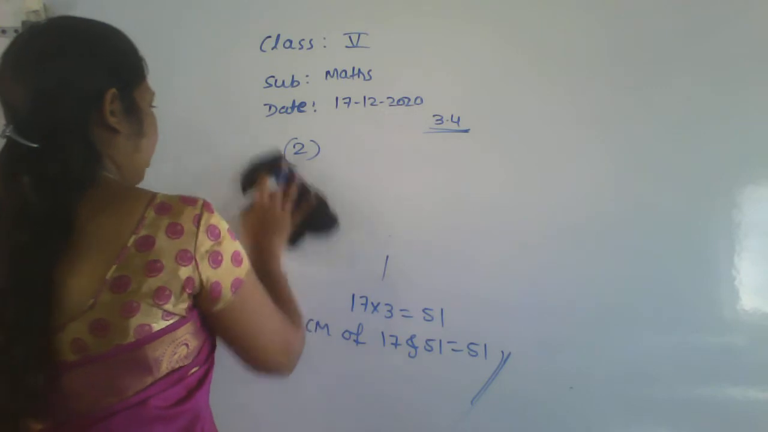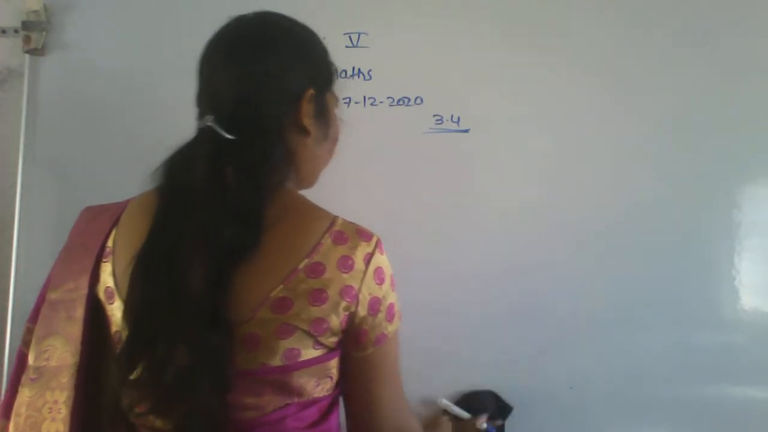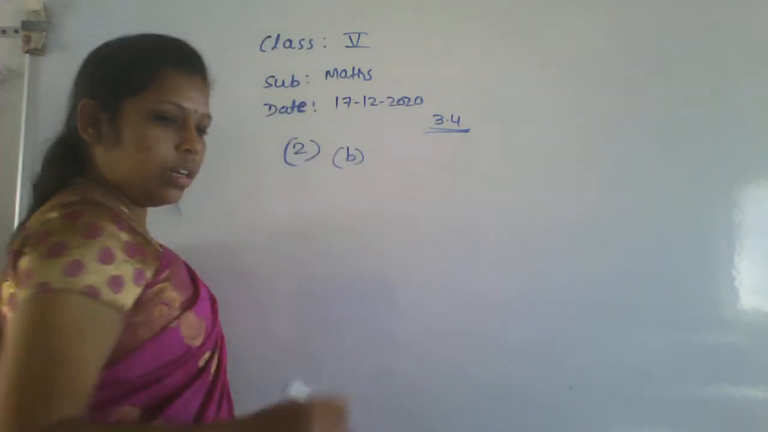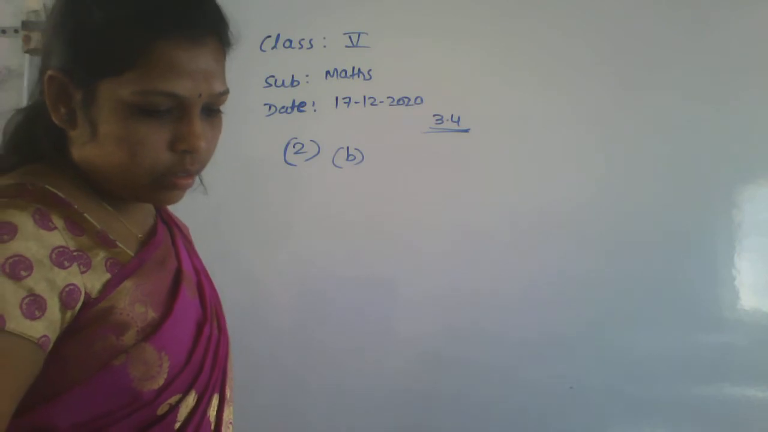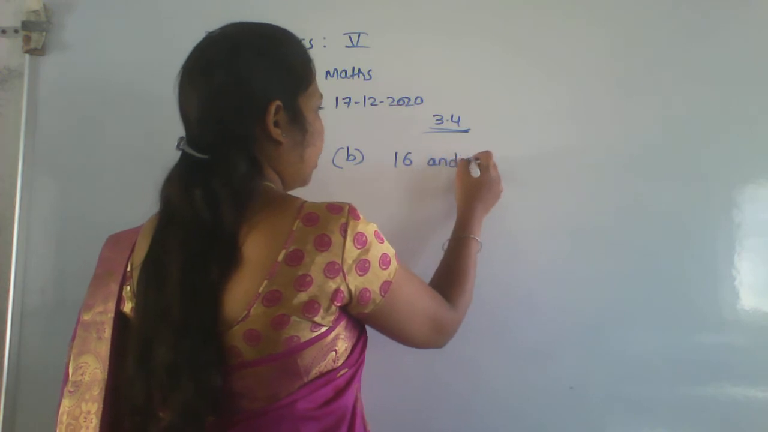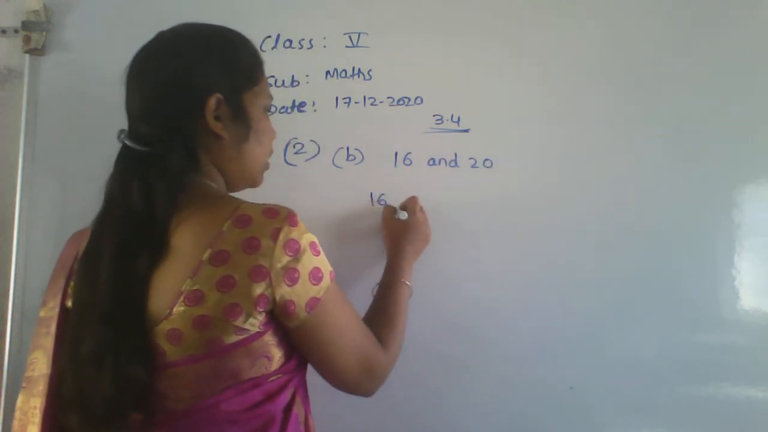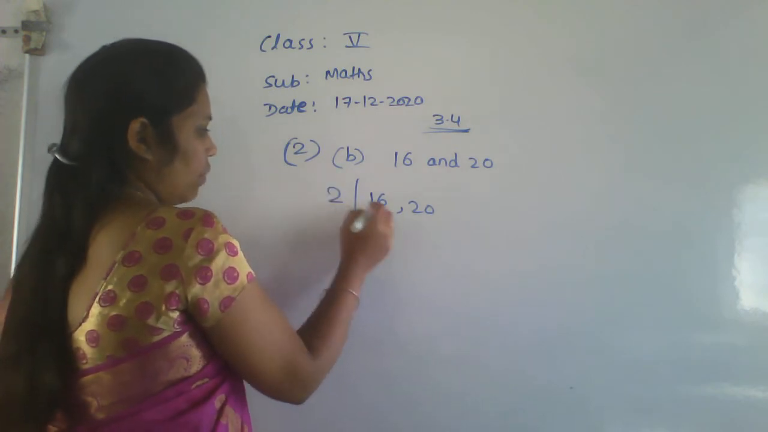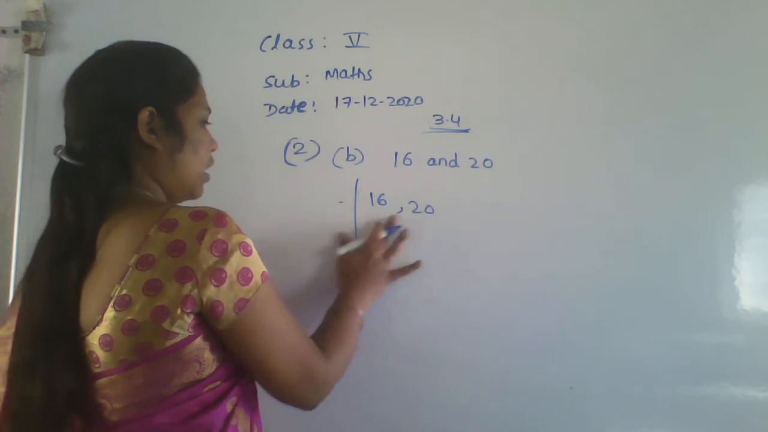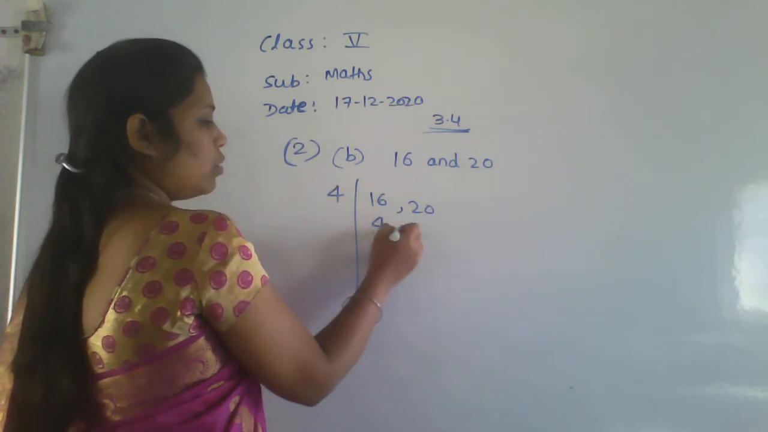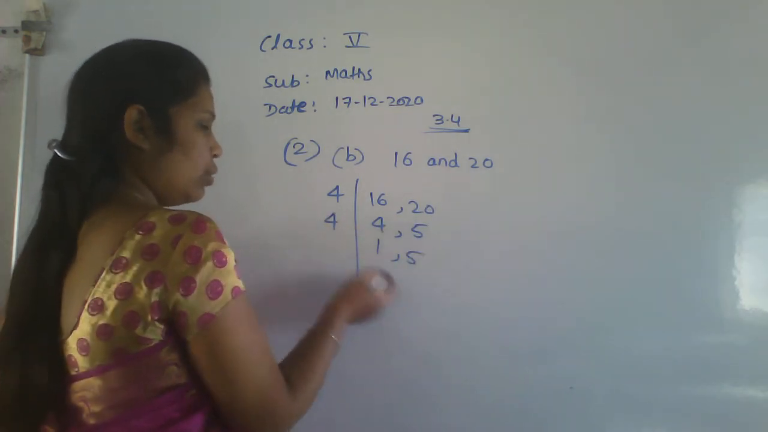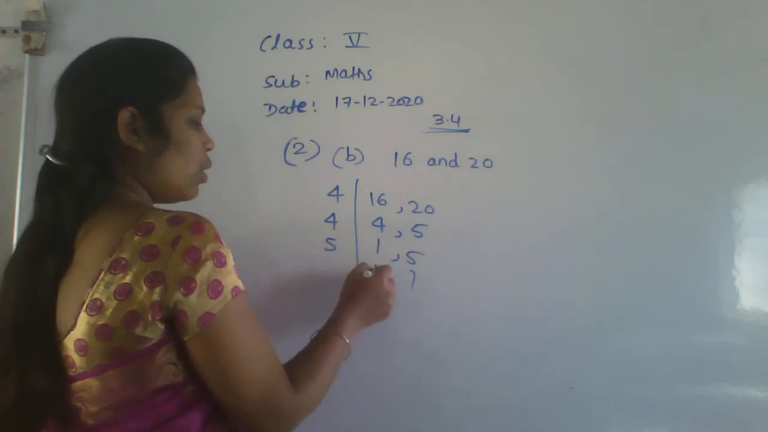What is the second one? This one we are doing: 16 and 20, right? 16 comma 20. Now I am starting with 2, or else take 4 directly, it will be easy. 4 4s are 16, 4 5s are 20. Next 4 1s are 4. Here 5 and here 4. Next 5 1s are 5. So we got 1 comma 1.